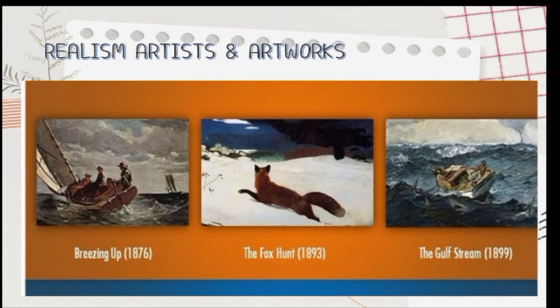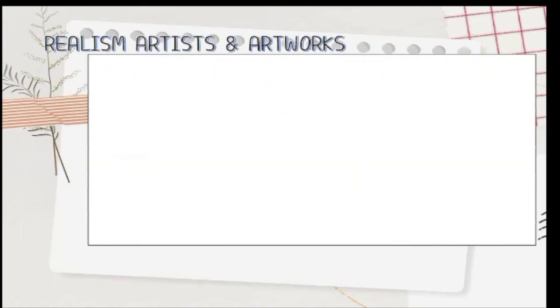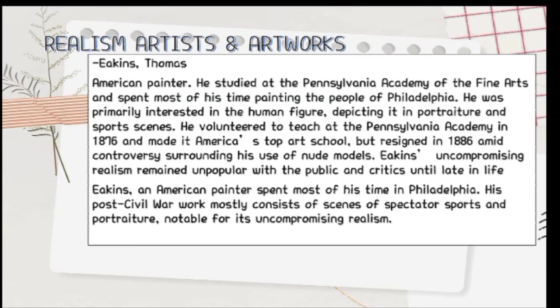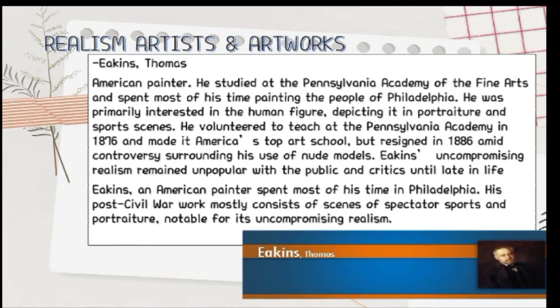Thomas Eakins, American painter. He studied at the Pennsylvania Academy of the Fine Arts and spent most of his time painting the people of Philadelphia. He was primarily interested in the human figure, depicting it in portraiture and sports scenes.